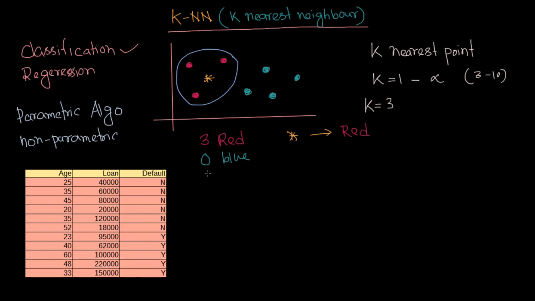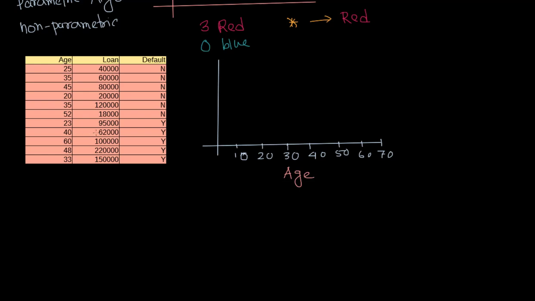Now if we just draw a graph from this data, if we just plot it over here in an XY plane, let's say in the x-axis I'll go 10, 20, 30, 40, 50, 60, let's say 70, because in the x-axis we will be plotting our age. Now in the y-axis I'll plot the loan.